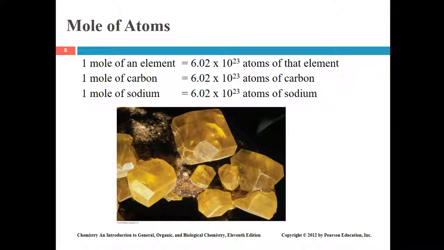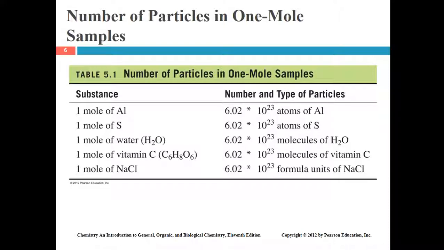So here's another example. A mole of an element is that many atoms of the element. A mole of carbon is the same amount of atoms of carbon. A mole of sodium is the same amount of the atoms of sodium. Number of particles in 1 mole samples. So notice, it doesn't matter what the mole is, whether it's an element or a compound or an ionic compound that we're going to call formula units. If we ask how many particles are in 1 mole of these items, that answer is still the same thing, 6.02 times 10 to the 23rd.